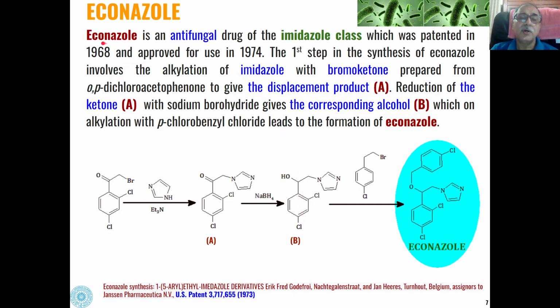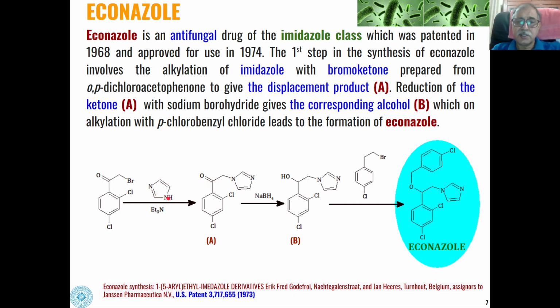Then next is iconazole. This again is an antifungal drug where instead of triazole we are having an imidazole series attached to this. So this was patented in 1968 and approved in 1974. So iconazole is synthesized by alkylation of imidazole with this bromoketone, 2,4-dichlorophenacyl bromide. So this 2,4-dichlorophenacyl bromide on reaction with imidazole in presence of triethylamine is converted into this type of ketone product.